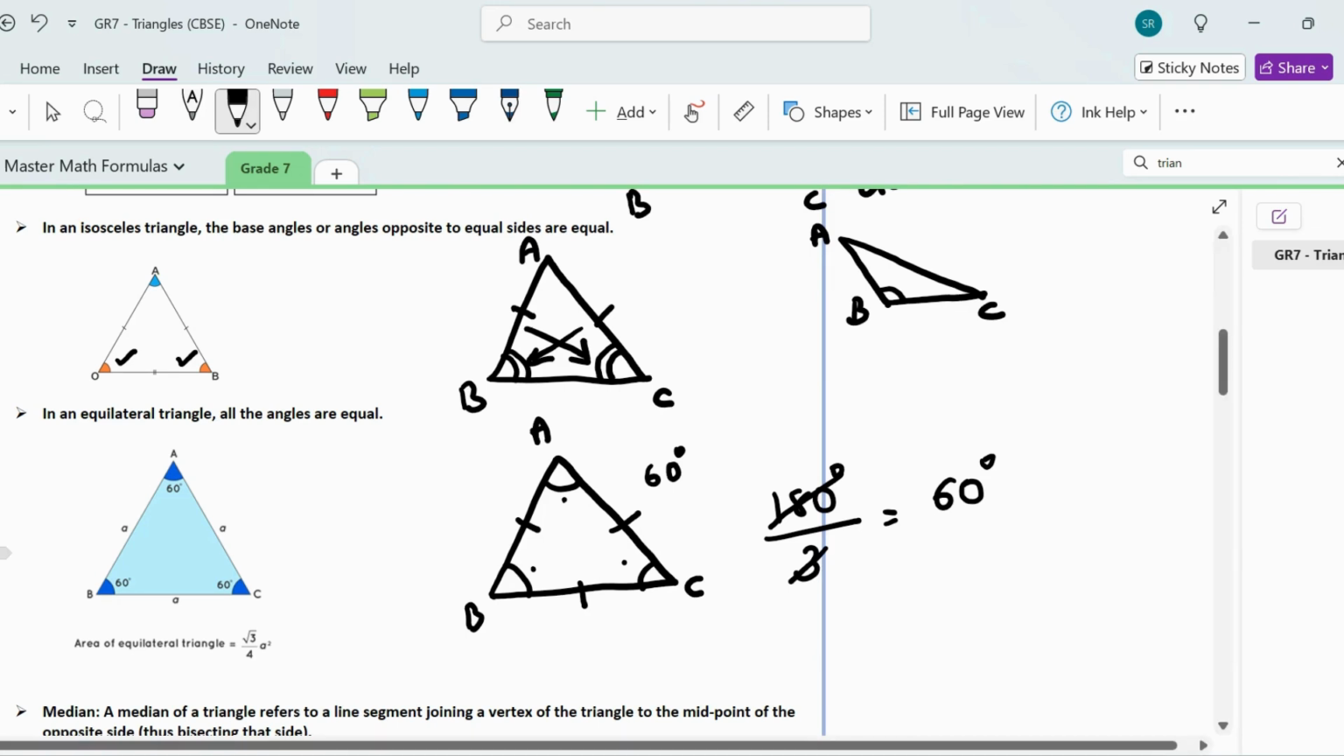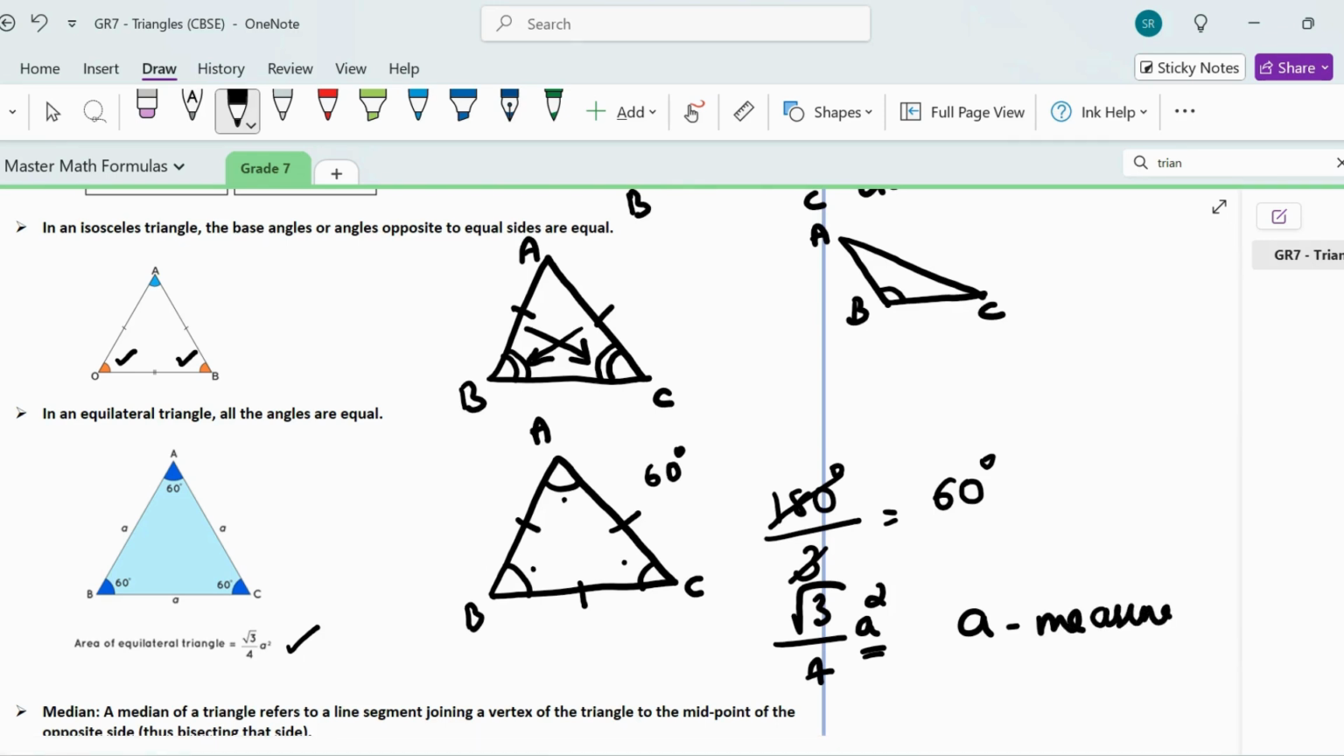Just to note, the area of an equilateral triangle is equal to root 3 by 4 a squared. Now what is this a? a is the measure of the side. You know that all sides are equal. It is the measure of a side.